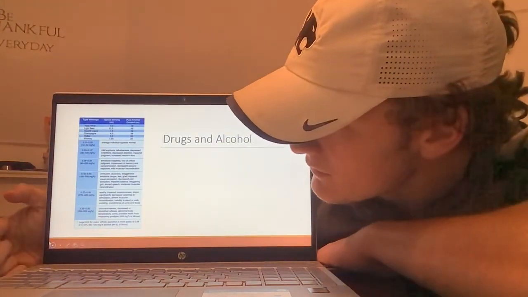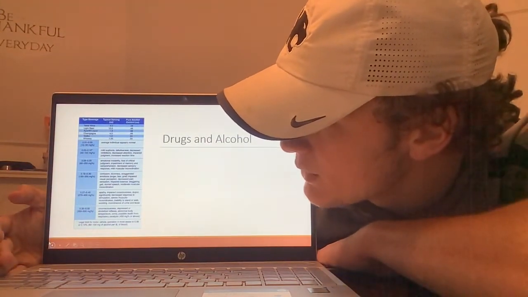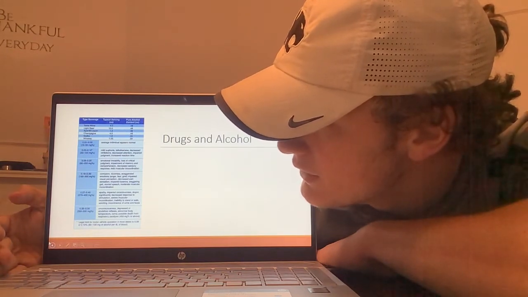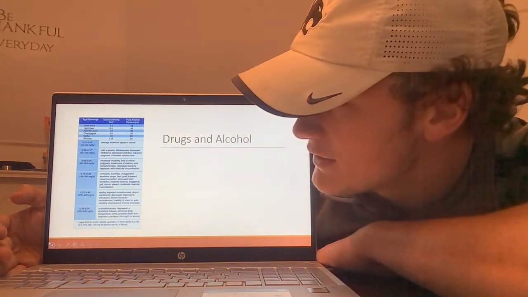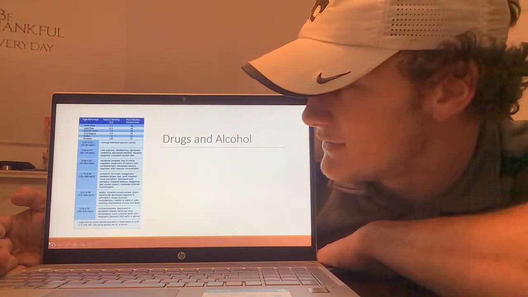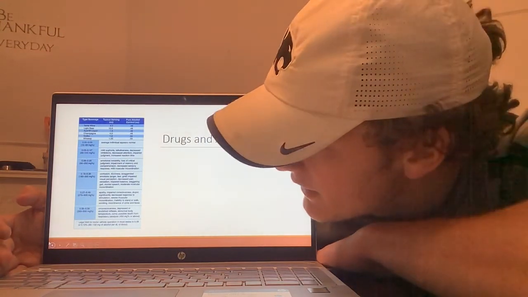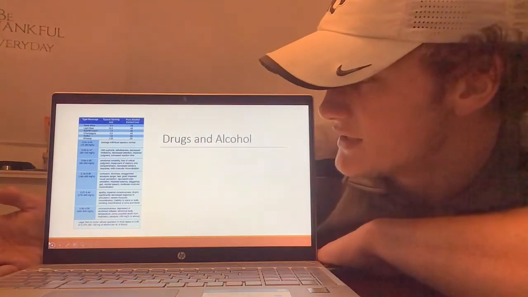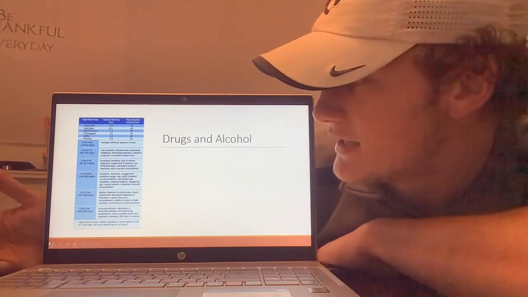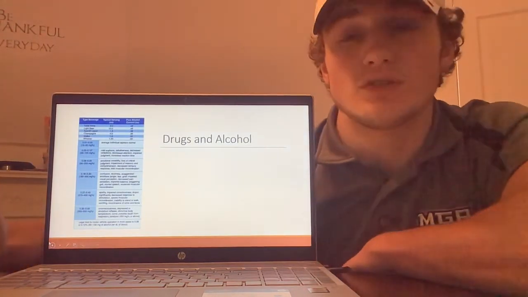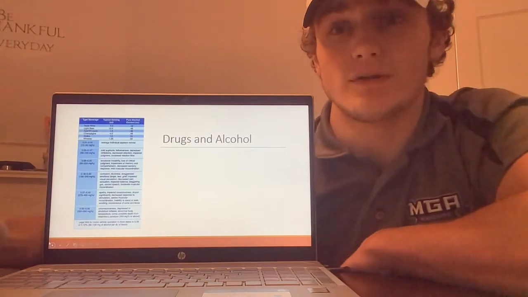And even at 0.03 to 0.12, you can experience mild euphoria, talkativeness, decreased inhibitions, decreased attention, impaired judgment, and increased reaction time. Those things in a cockpit do not go well together.